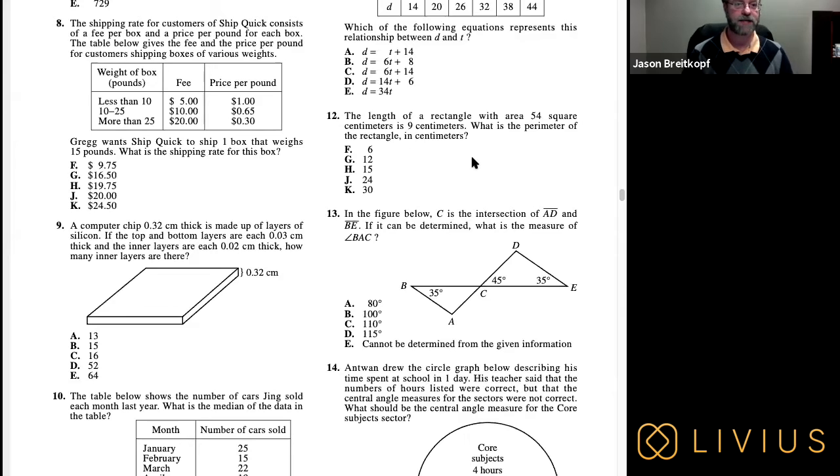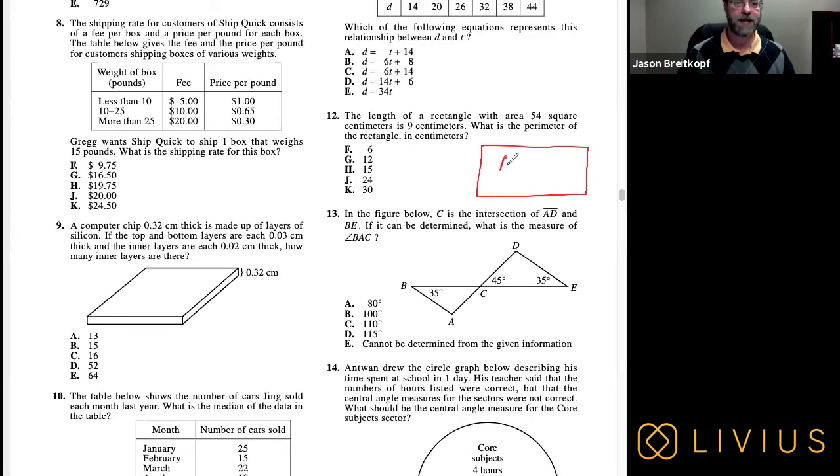The length of a rectangle with area 54 square centimeters is 9 centimeters. What is the perimeter of the rectangle in centimeters? So they give us some information. They tell us it's a rectangle. I'm going to draw a rectangle here, and I often recommend that you do that. If they ask you a geometry question without a geometry figure, draw it yourself.